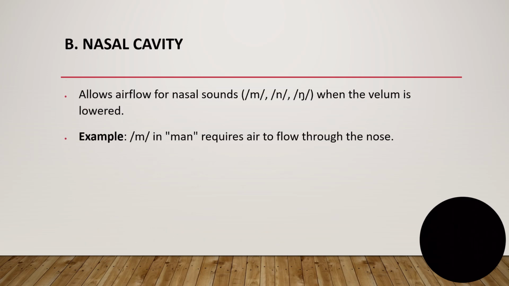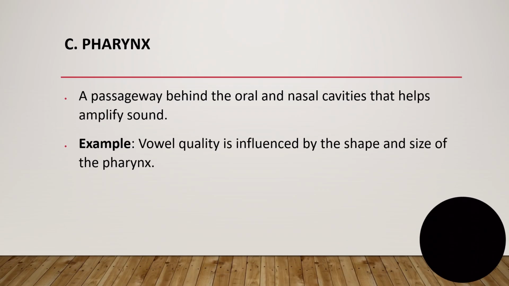Now let's look at the nasal cavity. The nasal cavity allows airflow for nasal sounds, including m, n, and ng when the velum is lowered. Example, m in man requires air to flow through the nose. We also have the pharynx, a passageway behind the oral and nasal cavities that helps amplify sound. Example, vowel quality is influenced by the shape and size of the pharynx.